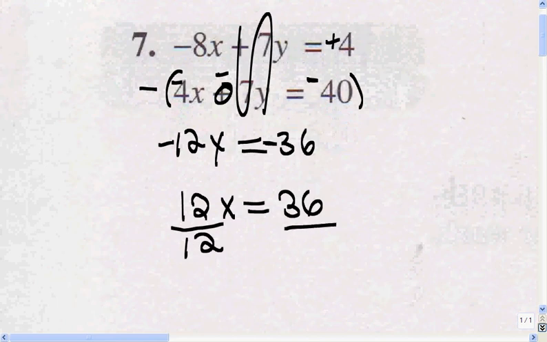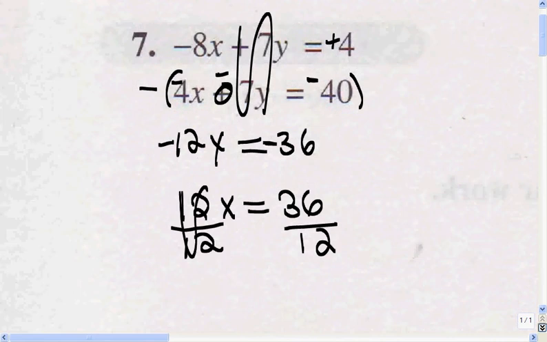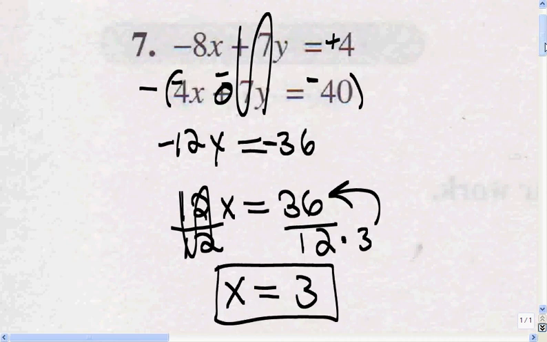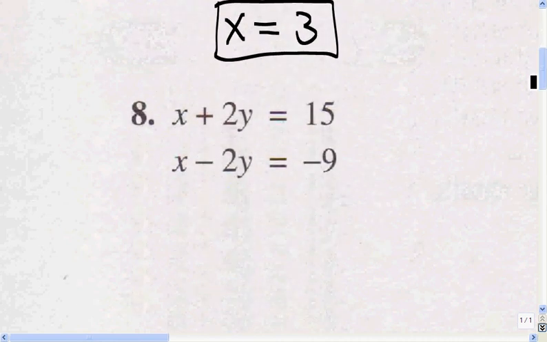But what I do to one side, I have to do to the other, so I'm going to divide the other side by 12. The 12s here kind of cancel out. Really, it equals 1, and 1 times x equals x. But I just cancel them out. And then 36 divided by 12 is 3, because 12 times 3 equals 36. Okay? That's my answer for the first equation. Let's go to the next one.